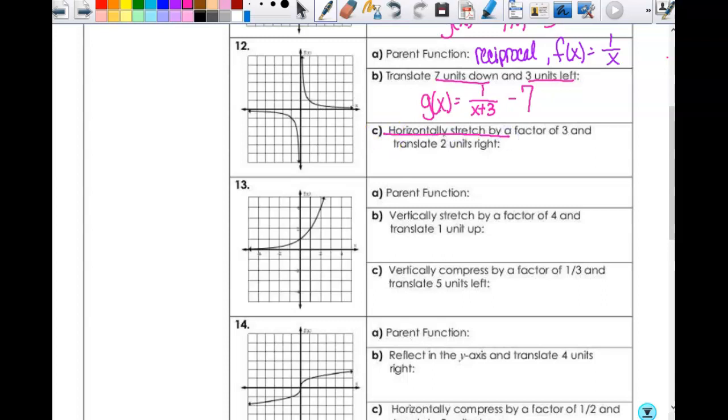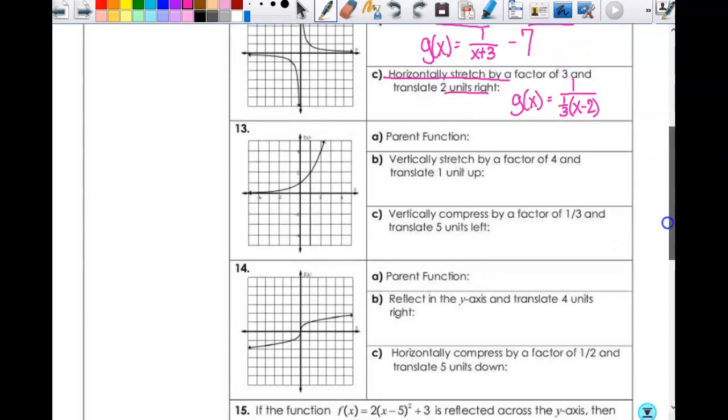All right. So now I'm going to horizontally stretch. That affects x. And translate right. That also affects x, right? So everything's going to be inside of that. So g of x is equal to 1 over. Well, horizontally stretched by a factor of 3 means x gets multiplied by 1/3. And then this would be x minus 2. That's what it's going to look like. Okay. What questions do you have at this point? Anything? All righty. Let's do the next one.